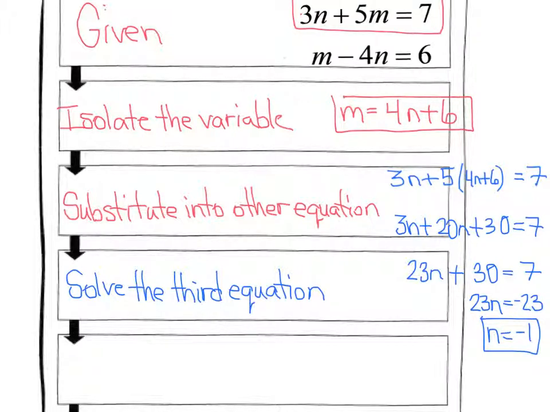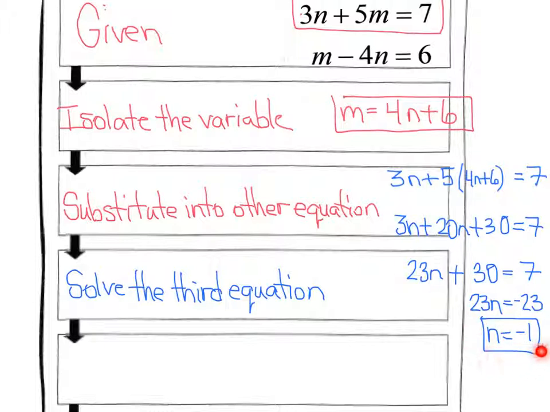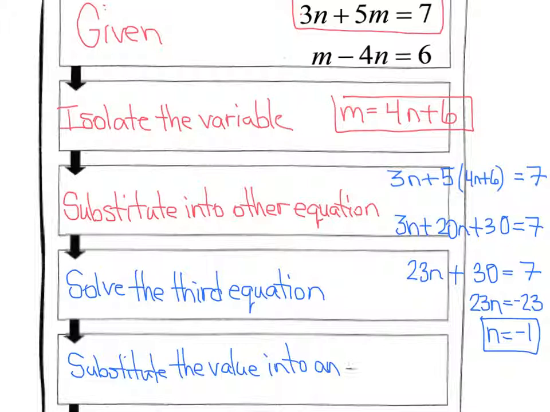Woohoo! I found one of the solutions. Now it's time to find the other. Now I have a choice again to make. Choices are great. And I get to decide, do I want to place this n equals negative 1 into this equation here, or this equation here? They're all part of the problem. Well, this one looks the simplest to me, so that's what I'm going to do. So we're going to substitute, again, the substitution method, substitute the value into an equation. Again, you can pick any of them, but pick easy, right, folks?